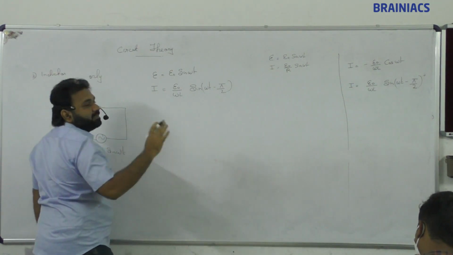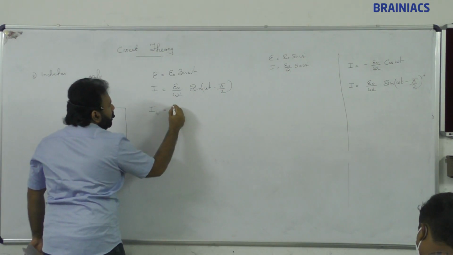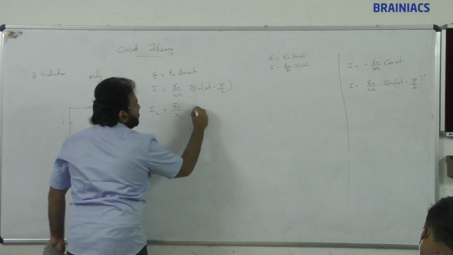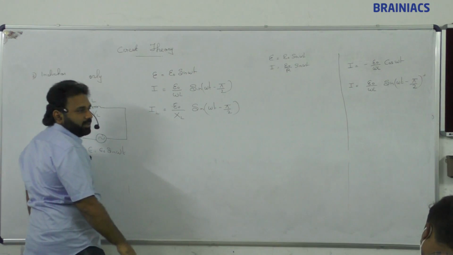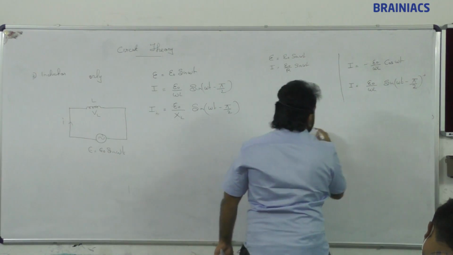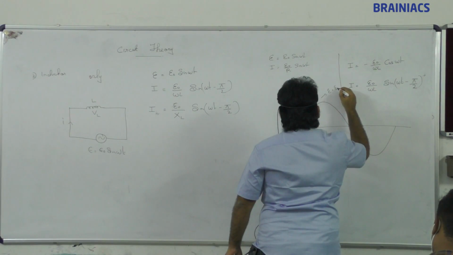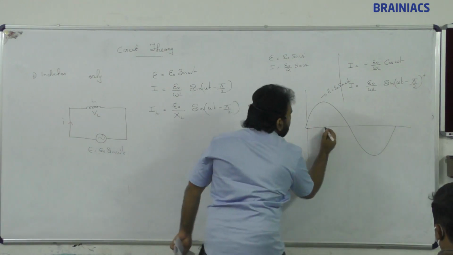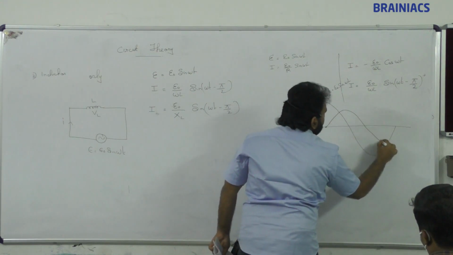This is called inductive reactance. For inductive reactance, we can say I is equal to E naught by XL sine omega t minus pi by 2. When we draw the waveform, how is it going to come? This is E is equal to E naught sine omega t. The current is late, so we can start from here. So this is how it is going to be.